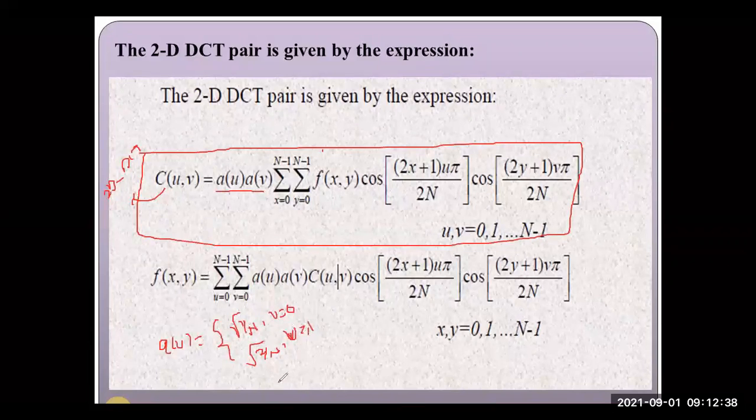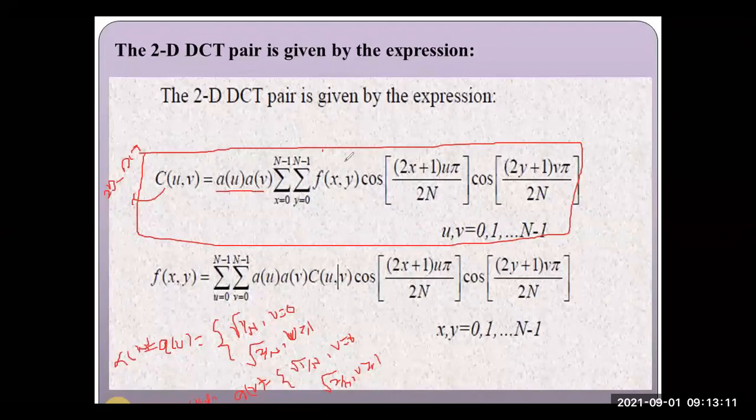Similarly, A(v) will be root over 1 by n when v is equal to 0, and root over 2 by n when v is greater than or equal to 1. Now these two are constants. Sometimes I replace these with alpha k1 and alpha k2, either A(u) or A(v). These are the two frequency domain constants.